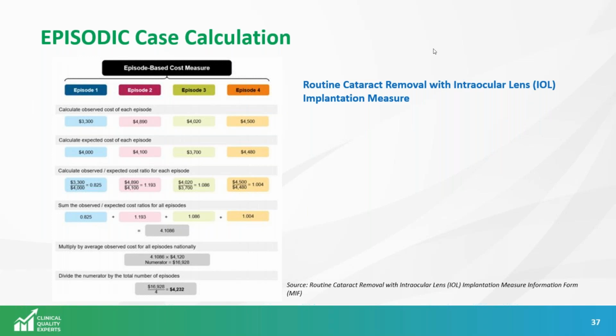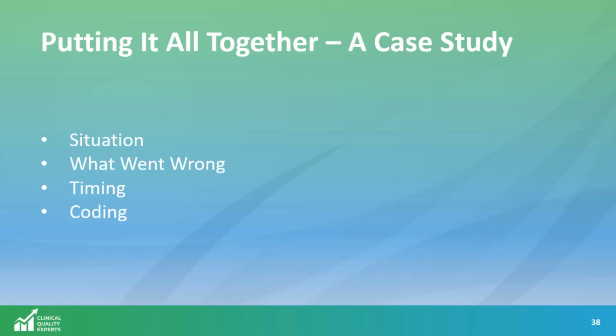All right, so let's start to put all of this craziness together. This is a case study, and this is actually an actual situation that we found occurred when I was auditing one of my clients. So here's the situation. A cataract surgeon performs a standard cataract surgery with the CPT code 66984. And this was done on the right eye of a patient who has Medicare insurance.